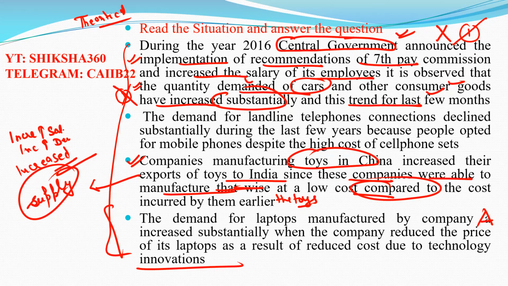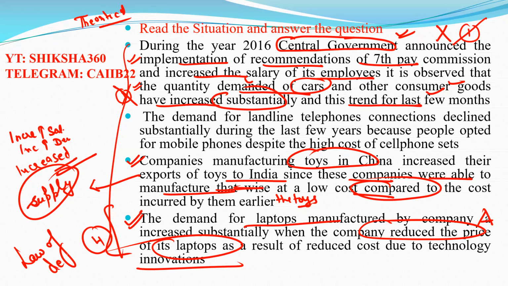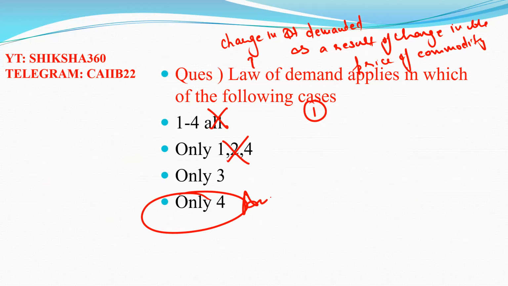In situation 3, exports increased due to the low cost compared to the manufacturing cost incurred earlier. In situation 4, the demand for laptops manufactured by company A increased substantially, because the company reduced the price of its laptops. Situation D directly says demand is increased when the company reduced the price. This is basically the definition of the law of demand: demand is going to increase when the price is going to decrease. So only 4 is the answer.